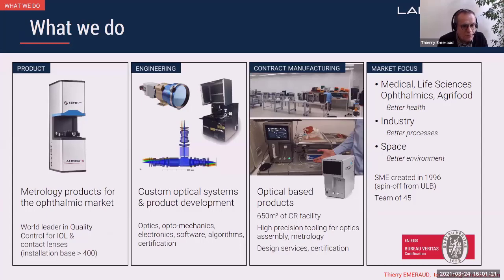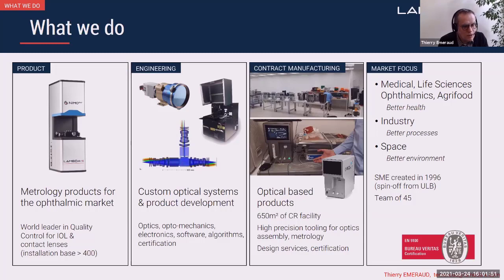We are an SME of 45 people, active since 25 years ago, and we have three types of activities. We have a product activity. We are offering a range of standard products to perform quality control for the ophthalmic market. We are one of the world leaders here to perform quality control for intraocular lenses and contact lenses. And we have delivered now near to 500 instruments worldwide for this activity.